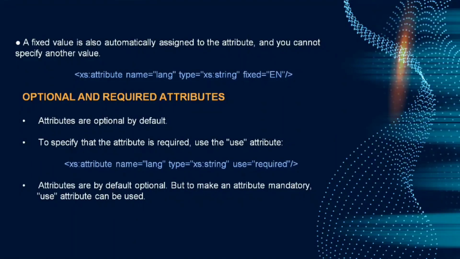Now coming to optional and required attributes. Attributes are optional by default, which means that attributes are generally not needed in an XML document. It isn't mandatory, but we use it to enhance the information of an element. So sometimes in some scenarios, when you want to specify to the person writing the XML document that this particular attribute is mandatory, we use the use attribute and set its value to required in order to tell that this particular attribute should be there in that particular XML document. So this is how we define a required attribute.